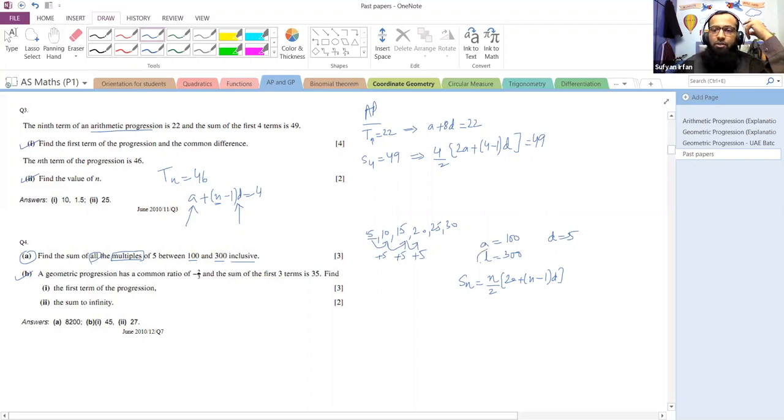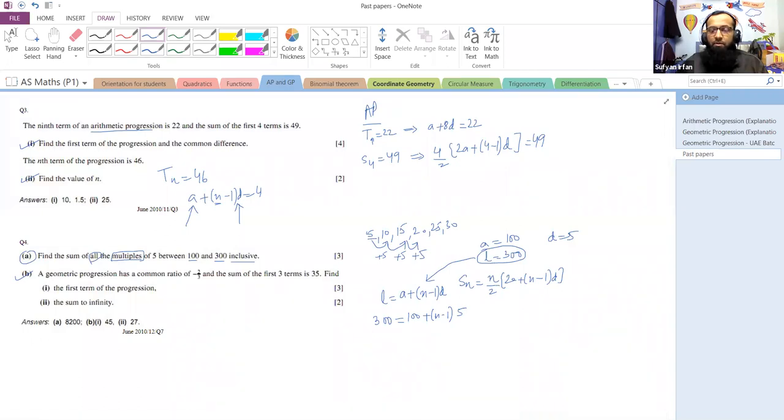In arithmetic progression, you must be very clear that if we have the last term, we can find the value of n. The formula for the last term is the same as the formula for the nth term, a plus n minus 1 d. If we have the last term as 300, the first term as 100, and the common difference as 5, using this formula we can find n. 300 minus 100 divided by 5 plus 1, n is 41.